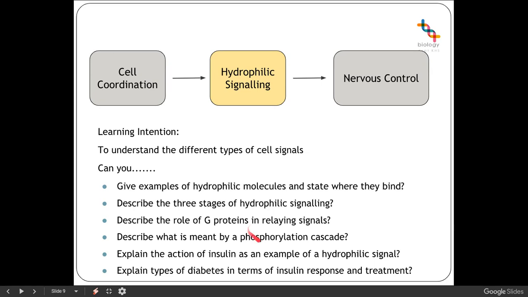Next, we need to be able to look at hydrophilic signaling. So again, you need to be able to give examples of hydrophilic molecules and state whereabouts they bind. You need to be able to describe the 3 stages of hydrophilic signaling, describe the role of G proteins in relaying these signals, explain what's meant by a phosphorylation cascade, explain the action of insulin as an example of a hydrophilic signal, and explain types of diabetes in terms of insulin response and treatment.